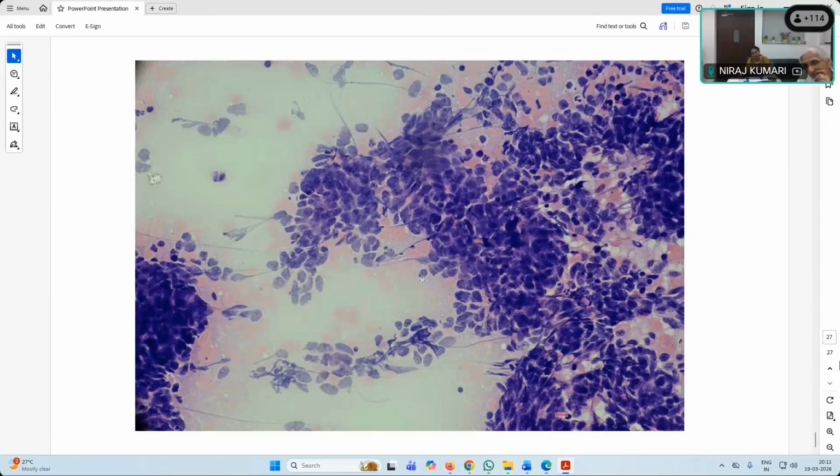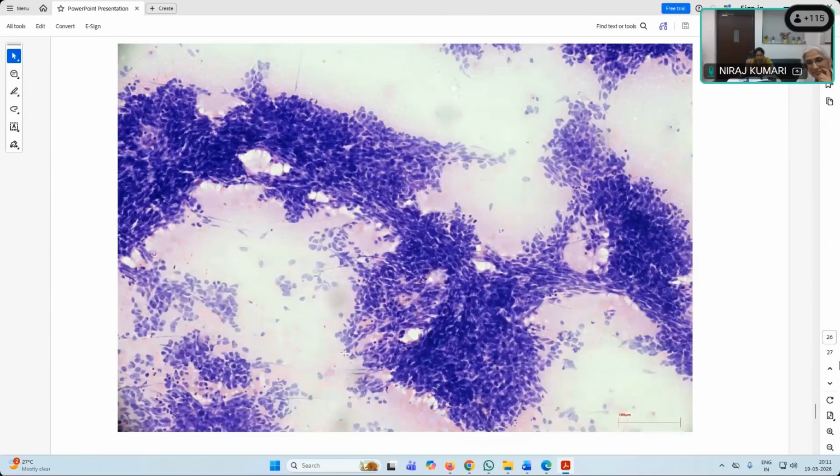You can see these structures, no? If they're closely opposed, they just fit in with each other and try to be very closely opposed in a small space. So this is all about molding. And somebody also asked about the marker for yolk sac tumor. So AFP, alpha-fetoprotein, is a very good marker.